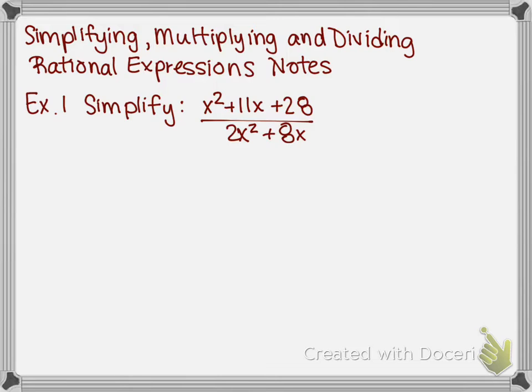So first example says to simplify. What do we do when we simplify? Well, the first thing we're going to do is factor the numerator and denominator. So I'm going to have you go ahead and pause the video, factor the numerator and denominator, because I want you to get the practice factoring. So I know you want to be lazy and let the video keep rolling. Pause it. Do the right thing. Pause it and factor.